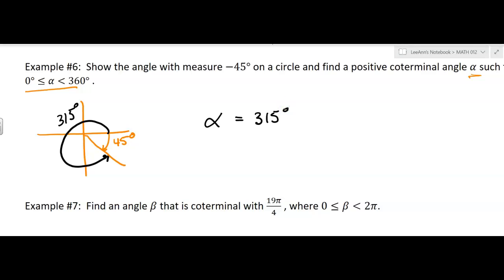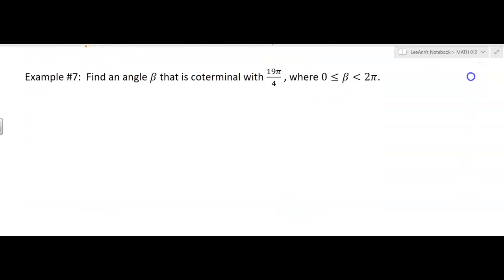So that is coterminal with a negative 45. I forgot to put the negative. There's the negative 45. One's in the positive direction, the other's in the negative direction, but they're coterminal. We wanted one between 0 and 360 degrees, and that was 315 degrees. Okay, so now I think we've got one more.